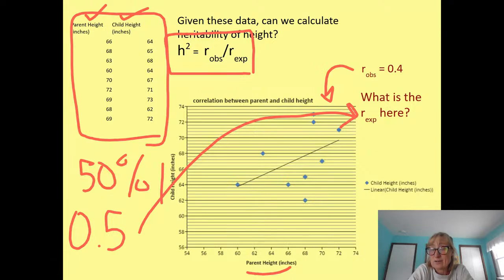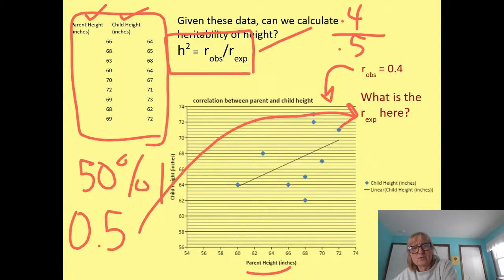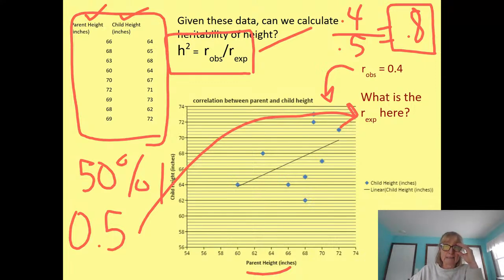If the trait is 100% heritable, we should have an expected correlation here of 0.5, but we had an observed correlation of 0.4. So now to calculate heritability, we simply take 0.4 divided by 0.5, that's what we expected, that's 4/5, that's 80%, or 0.8. A heritability of 0.8. That's really high.